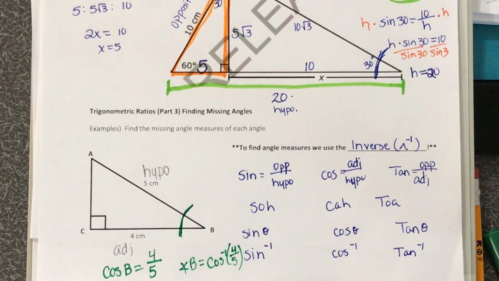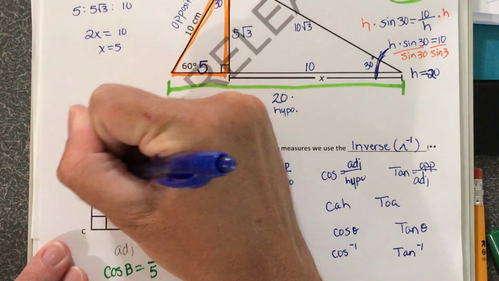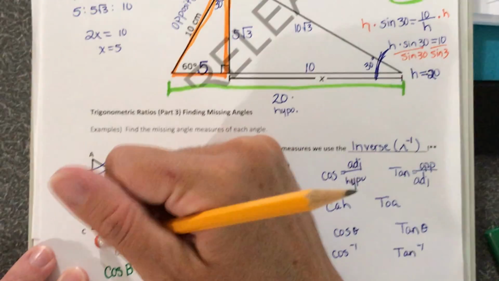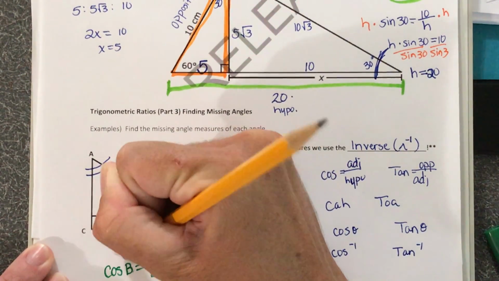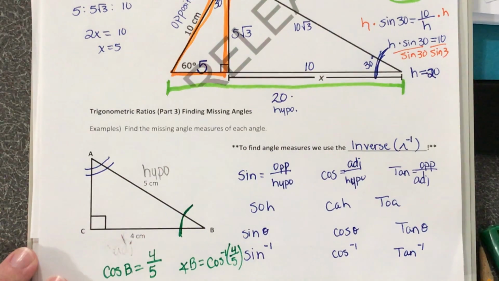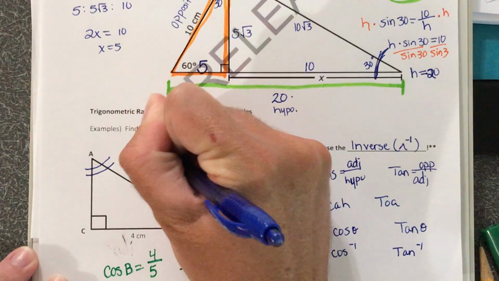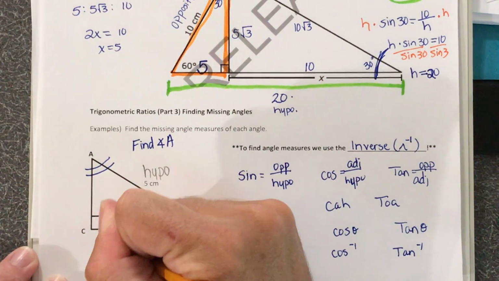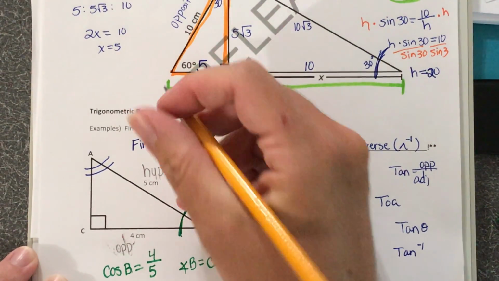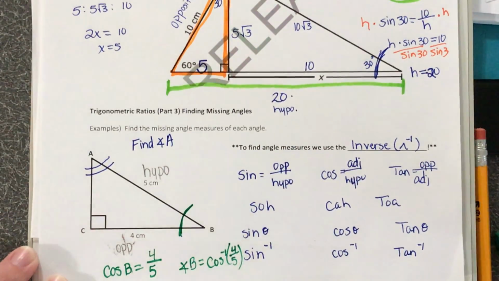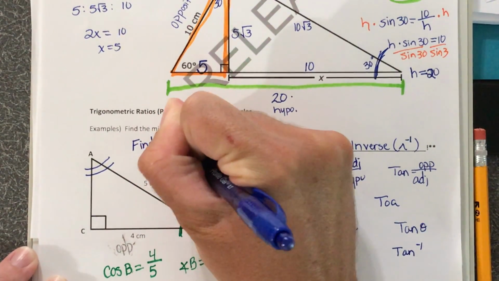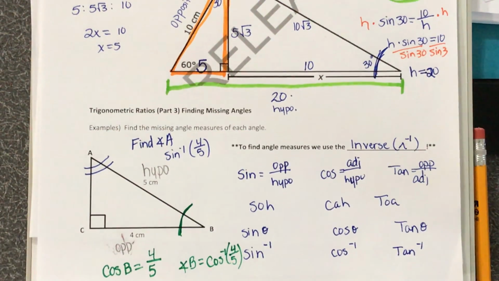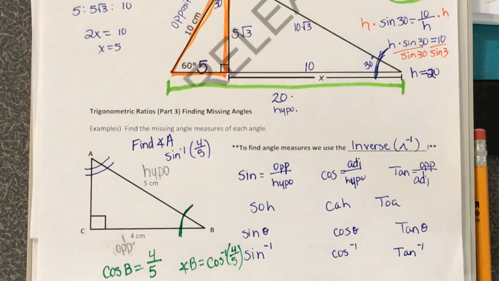So now to find angle A, in reference to that angle, that is now opposite over hypotenuse. So which one uses opposite over hypotenuse? Well, that's sine. So to find angle A, we simply type in sine inverse 4 over 5. And then it's going to give us the angle measure. So now I'm going to show you how to do this on your Desmos.